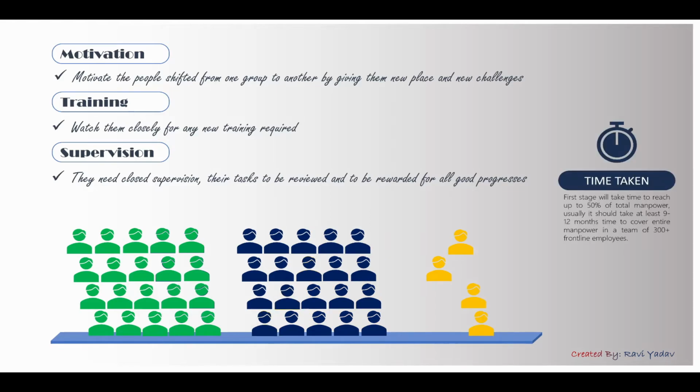The first stage will take time to reach up to 50% of total manpower. Usually it should take at least 9 to 12 months to cover the entire manpower in a team of 300-plus frontline employees. So if you start doing this, within a year you can see the best people increasing in your team from other categories.